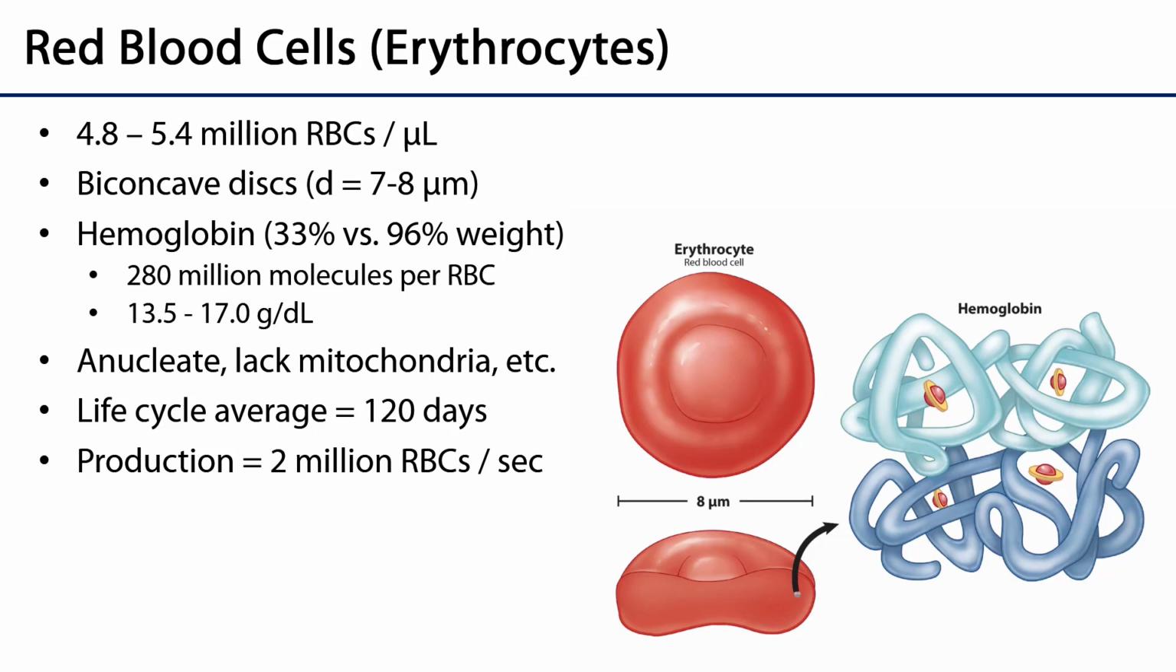Red blood cells, or erythrocytes, are biconcave discs. So this would be the view of an erythrocyte from the top, and we can see that it is dimpled. So from a profile view, we can see there are concave surfaces on either side. Within blood, there are about 4.8 to 5.4 million red blood cells per microliter. That's quite a lot.